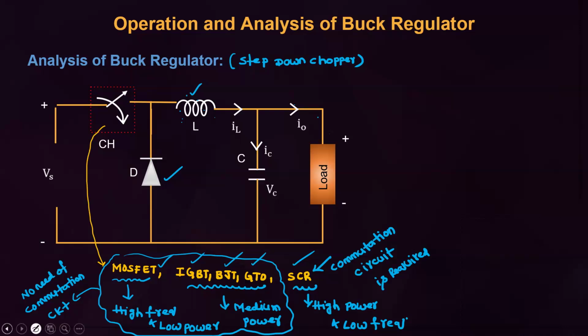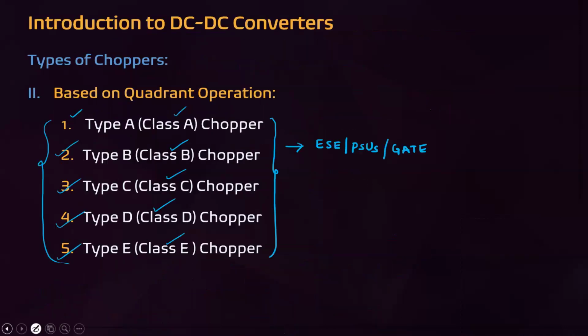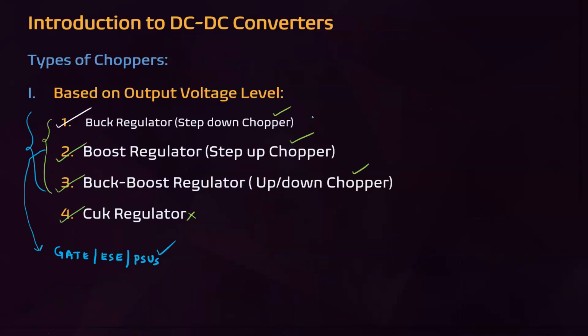And one more point you have to remember: this buck regulator, the step-down chopper, is also called a V to I converter.